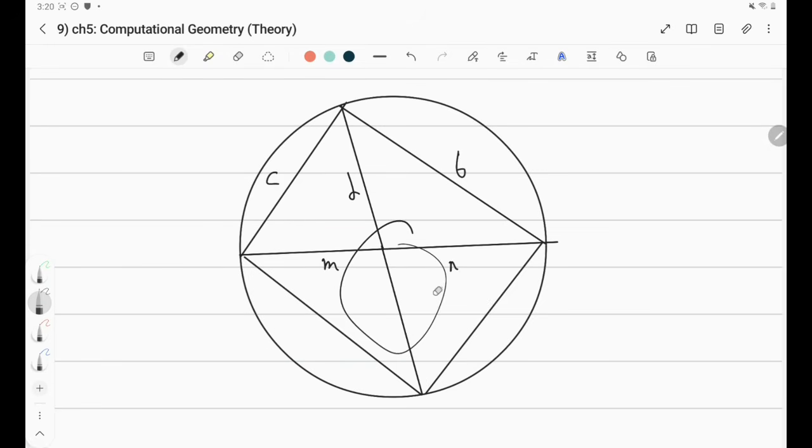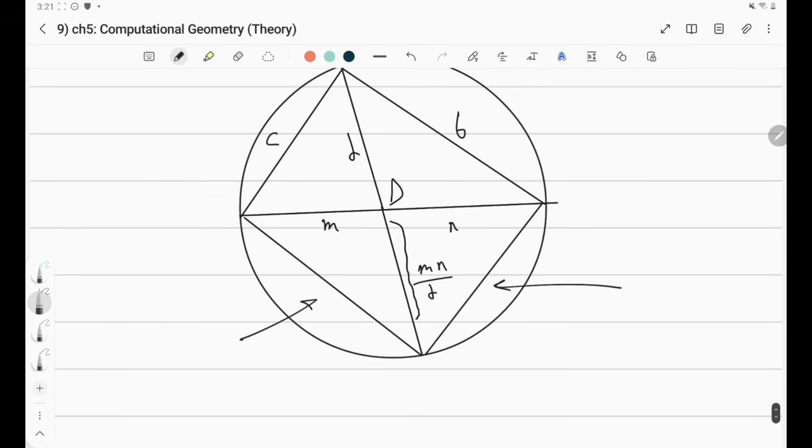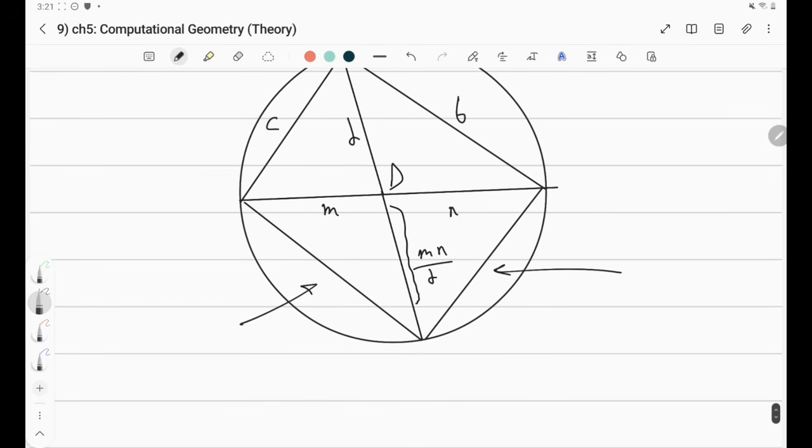Oh, sorry. Actually, you can just do power of a point here, right? Power of the point D. We know that M times N equals D times this. So in fact, this is just Mn over D. Yeah, now you just need to figure out this using similarity, this using similarity, and then just apply Ptolemy's theorem. If you apply Ptolemy's theorem, you should be done.